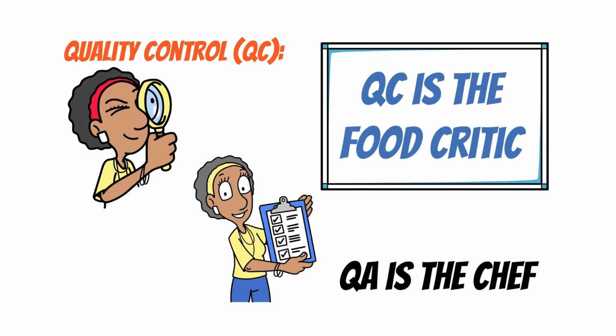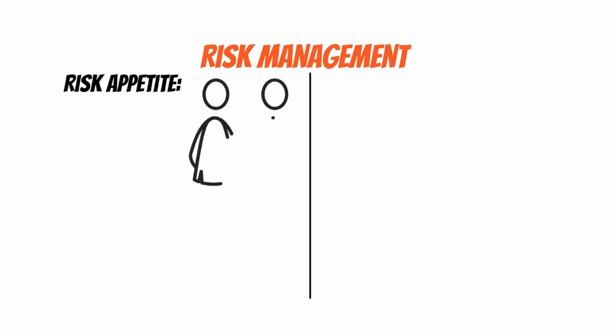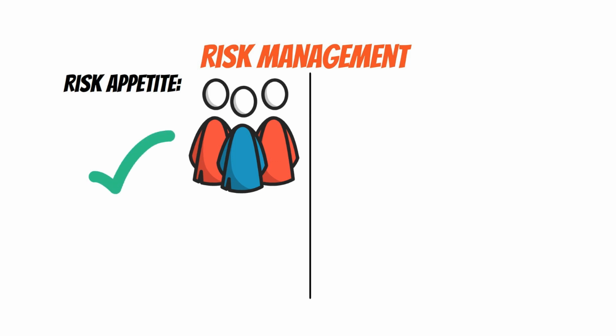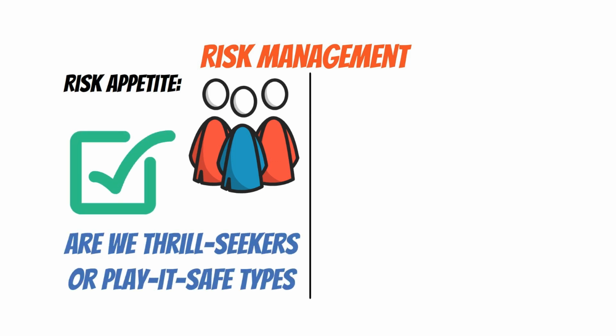Now let's talk about the stuff that gives you heartache. Risk management. Three terms that come up often are: 1. Risk appetite. This is how much risk your stakeholders are willing to accept. It's like asking, are we thrill seekers or play it safe types?